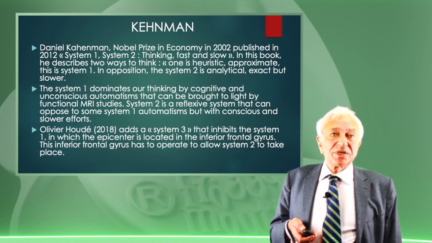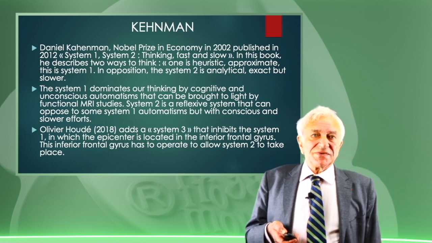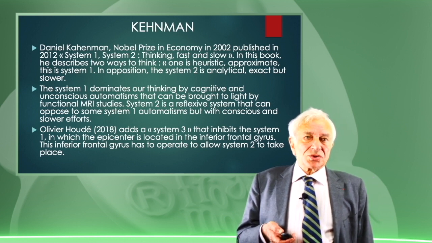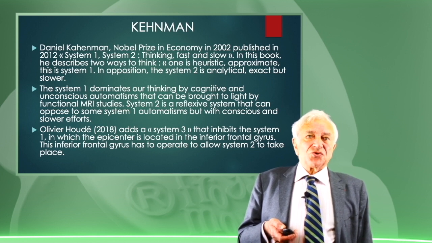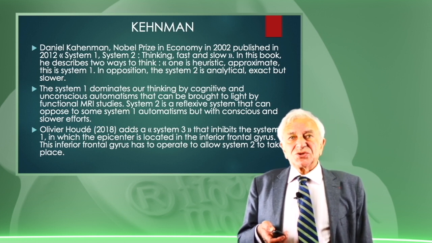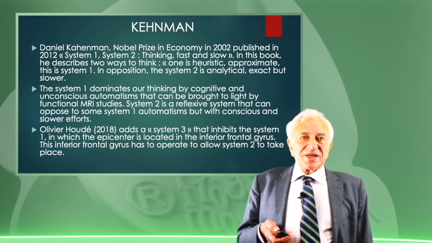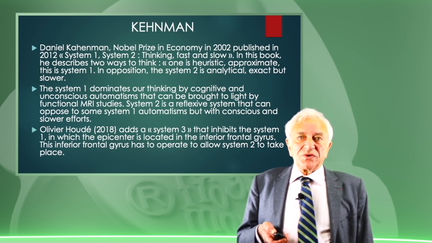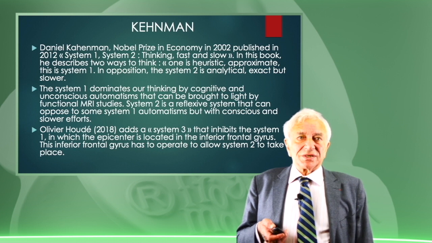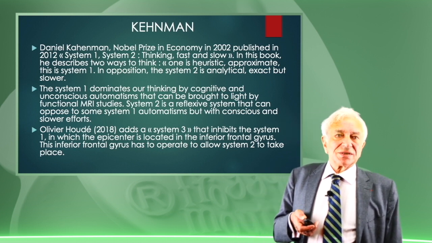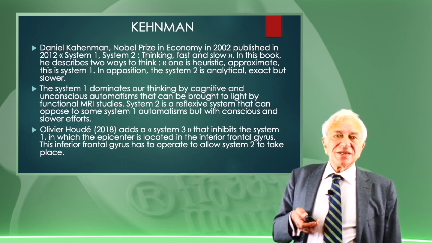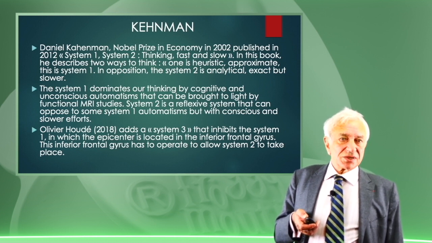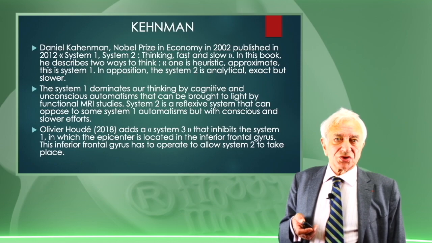System 1 dominates our thinking through cognitive and unconscious automatisms that can be brought to light thanks to functional MRI studies. System 2 is a reflexive system that can oppose some System 1 automatisms, but with consciousness and effort. And Olivier Houdé adds a System 3 that inhibits System 1, and the epicenter of this inhibition is located in the inferior frontal gyrus.